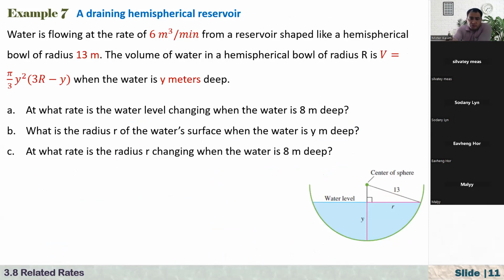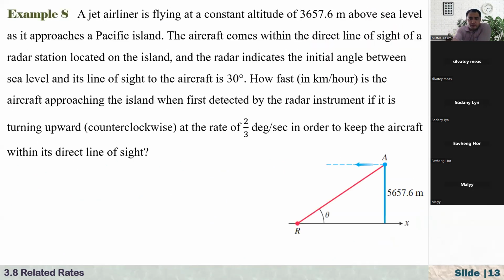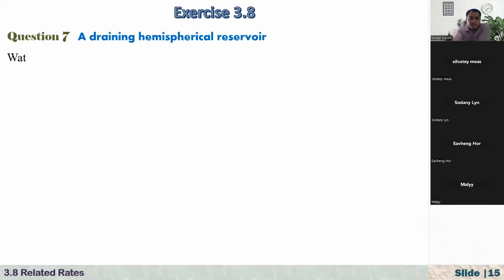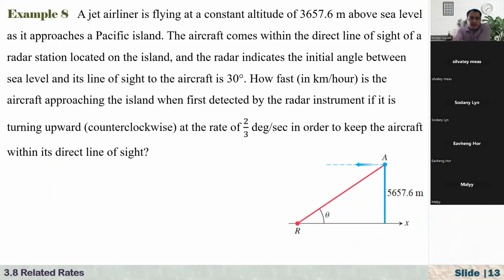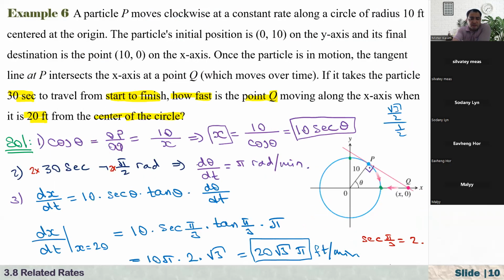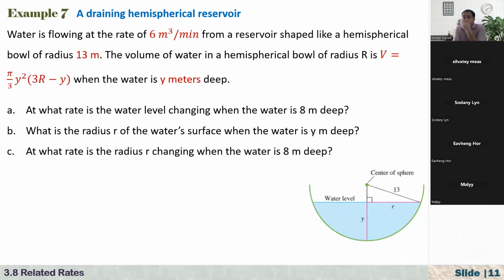Next question. How many questions do we have? 7, 8, 9. Okay, guys, 7, 8. After that, I'll finish. Okay, 8 examples. I think it's enough. Well, 2 more questions.